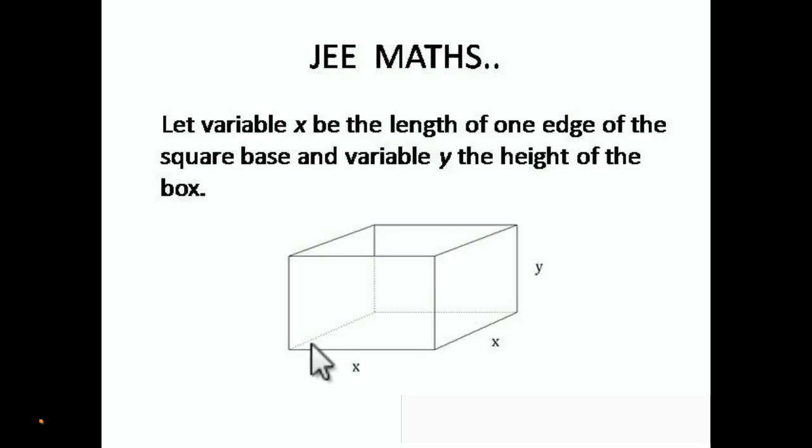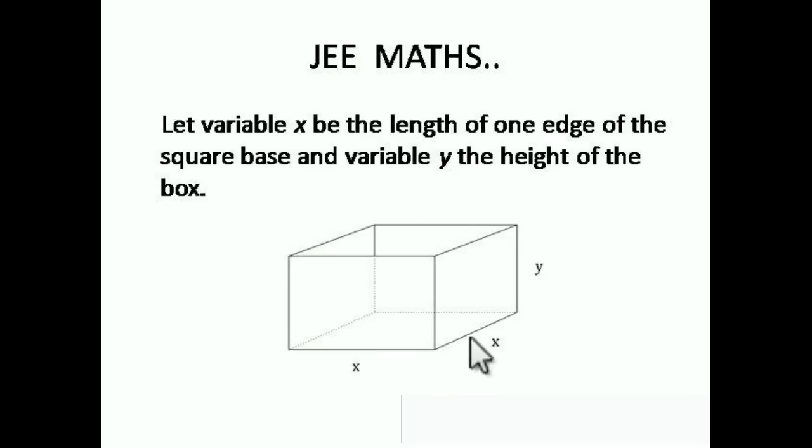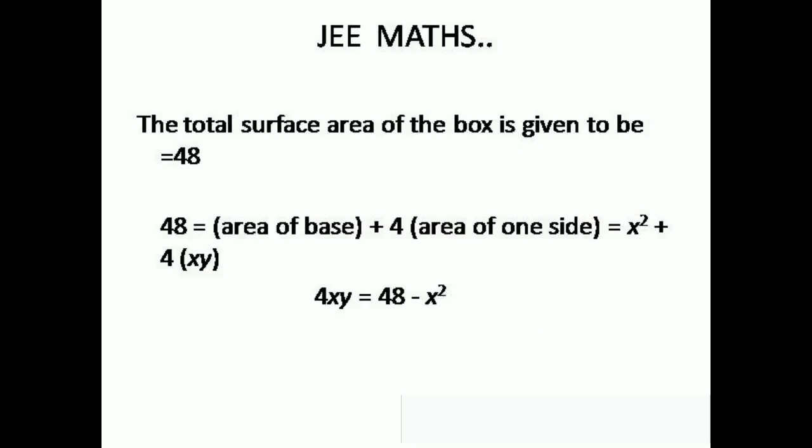The area of this base and 4 times the area of this side face. So that's equal to x square plus 4 into xy. How? Because the base is x square, so that area is x square, and for this face the area is xy. So our equation becomes 48 is equal to x square plus 4xy. Now 4xy is equal to 48 minus x square.